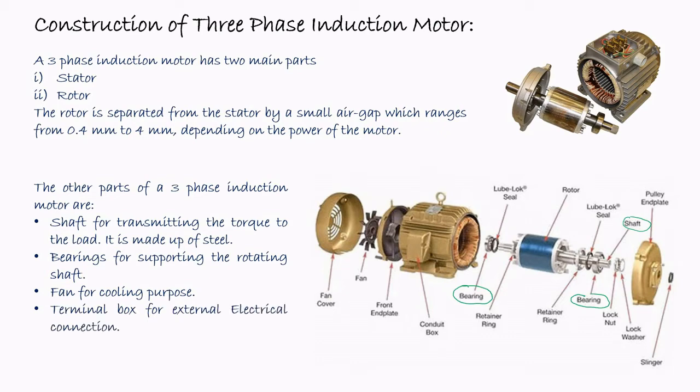And the terminal box, that is for the external electrical connection. This is the terminal box where the three-phase AC power supply is given to the stator of the induction motor. Now, the other parts are also shown here, that is the fan cover and the rings, then the lock nut. There are different types of parts of the machine shown in this figure.